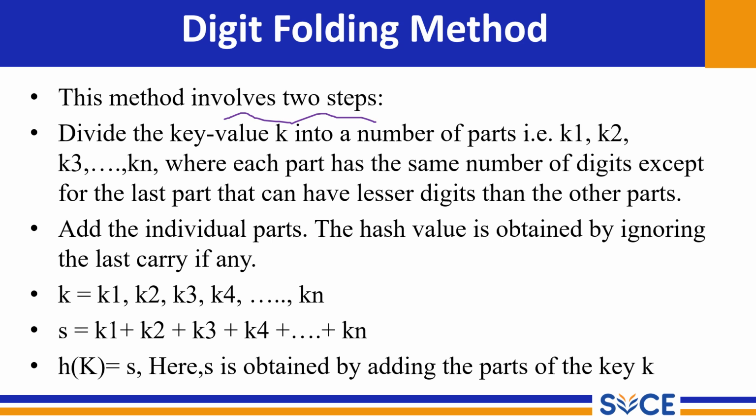And here also, we have to add the individual parts. The hash value may be obtained where k is equal to k1, k2, k3, k4 till kn. And s is nothing but k1 plus k2 till kn. h of k is equal to s. So s is obtained by adding the parts of the key k. So this is called the digit folding method.